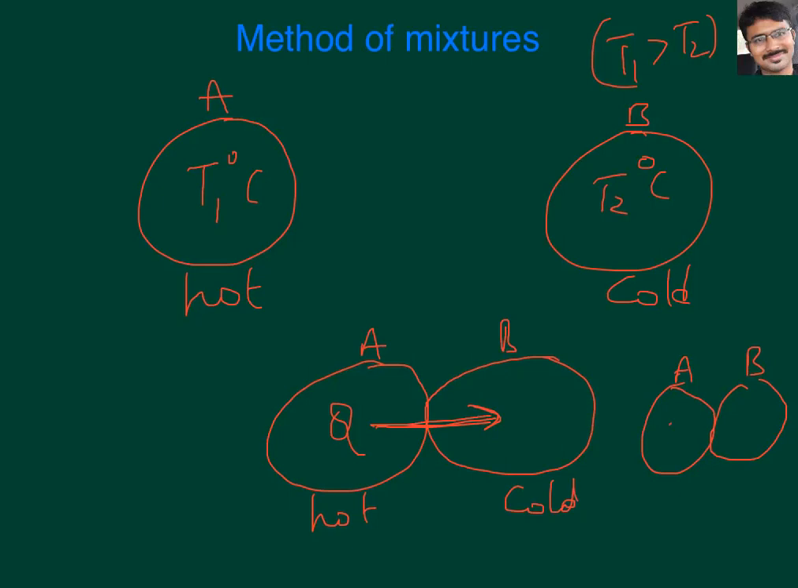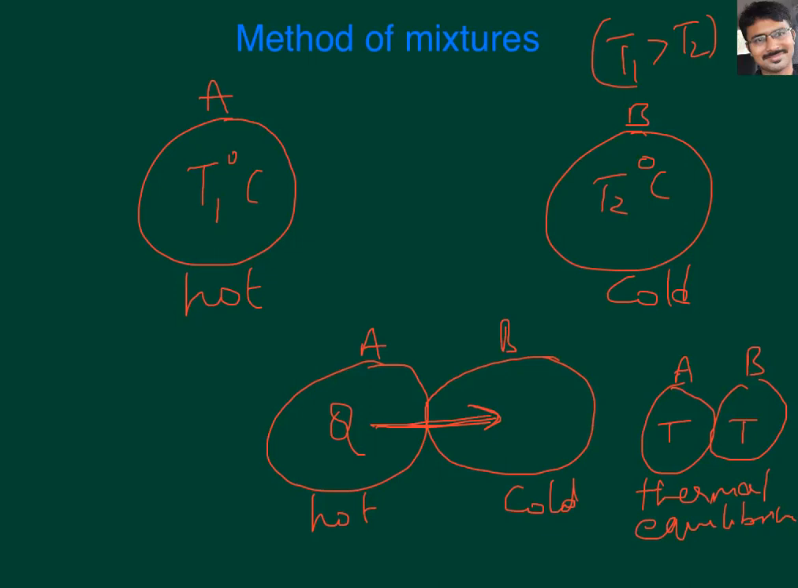That means both are now acquiring the same temperature. Let me call it T, the resultant temperature. Here both bodies get the temperature T. We also call this condition thermal equilibrium. This is a general phenomenon we already came to know when we started the topic of heat, as I informed you in my previous videos.